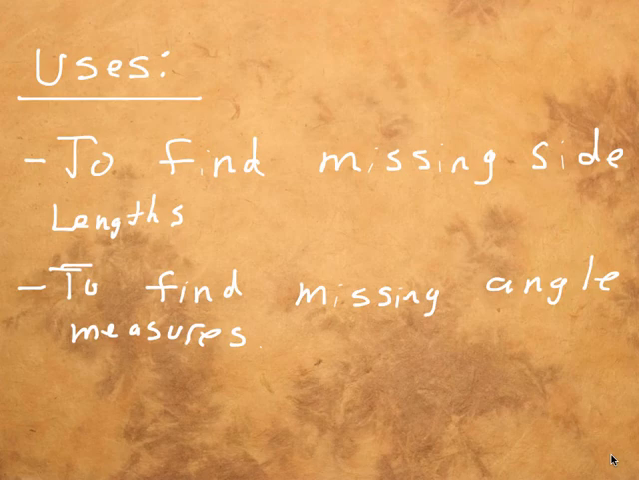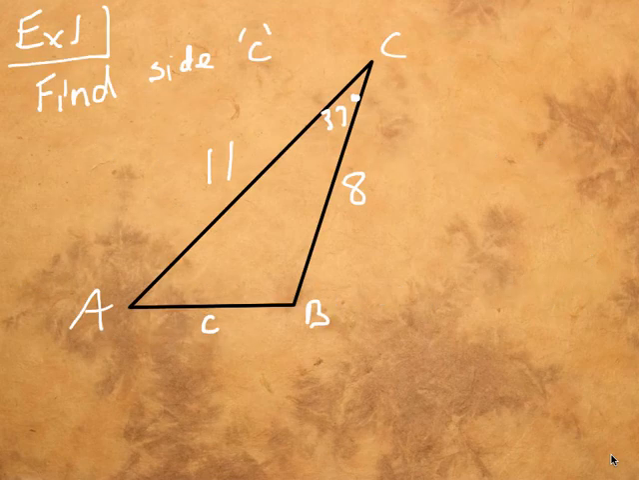Uses. We use law of sines and law of cosines to find missing side lengths and to find missing angle measures. Pretty simple stuff. Let's see this in action. We'll use law of cosines here.